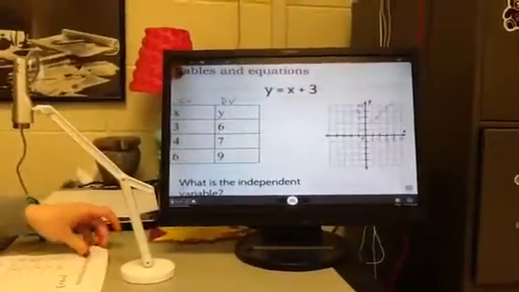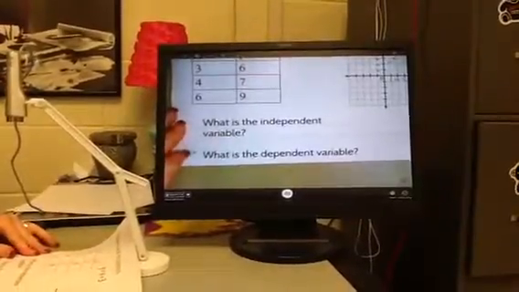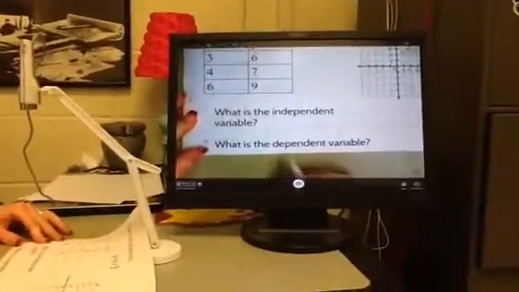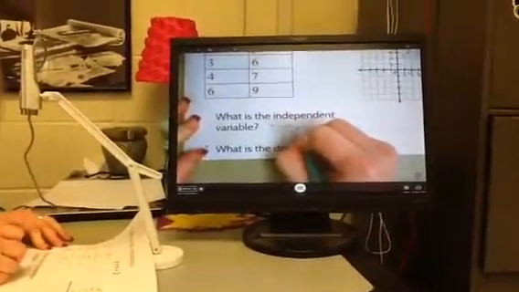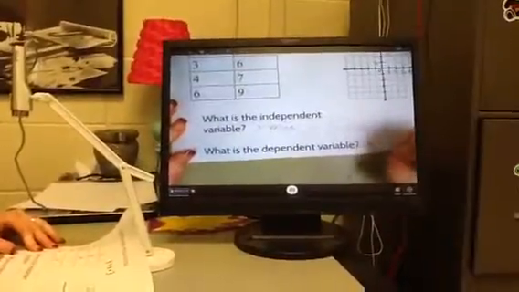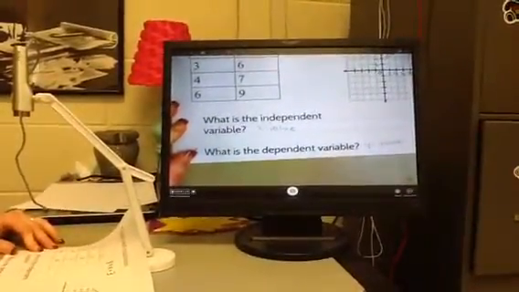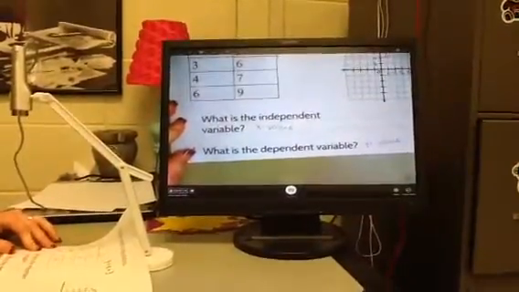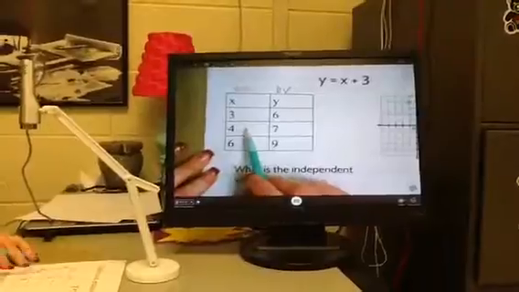So now I can answer these questions at the bottom. What is the independent variable? The independent variable is always going to be the x value. The dependent variable will always be the y value. Independent is always x, dependent is always y, because the y always depends on what happens to the x.